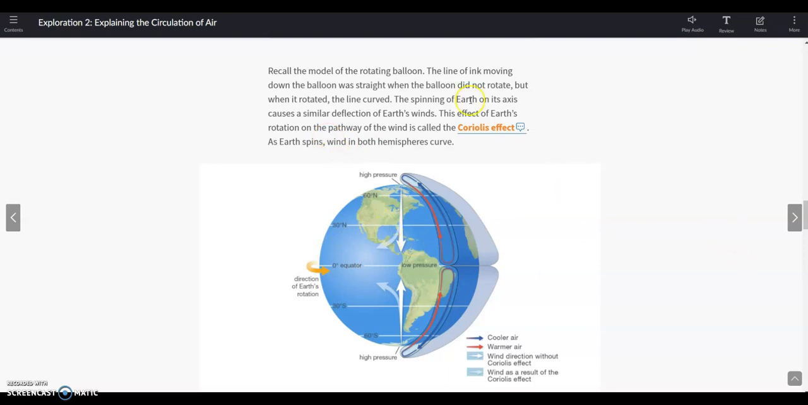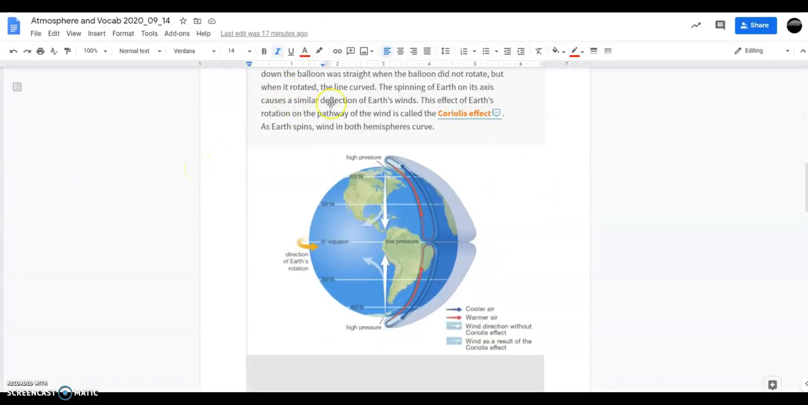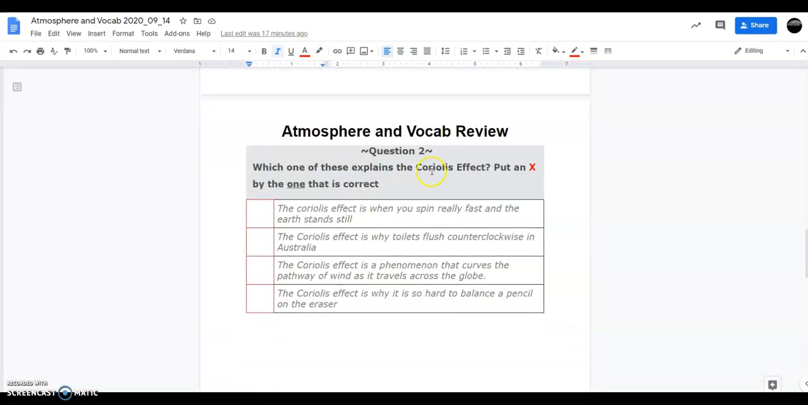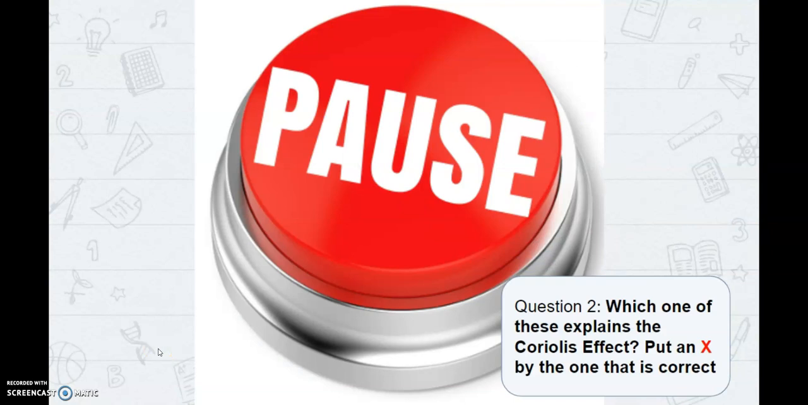All right. And with that, we can go ahead and look back at the next question. Look at that. It's right there for you. And if we scroll down, which one of these explains the Coriolis effect? Put an X by the one that is correct. Only one is correct. Put an X by that one. So go ahead, pause the video, and answer question 2. Which one of these explains the Coriolis effect? Put an X by the one that is correct. So go ahead and pause the video.